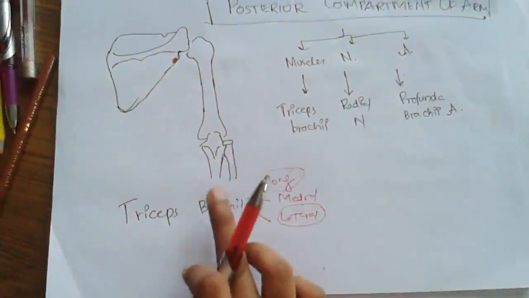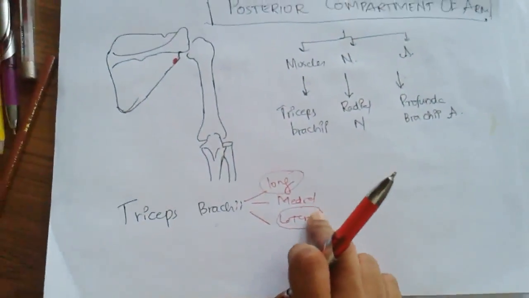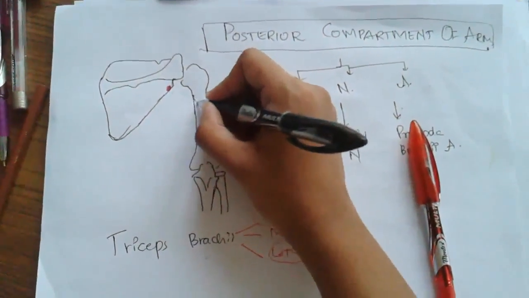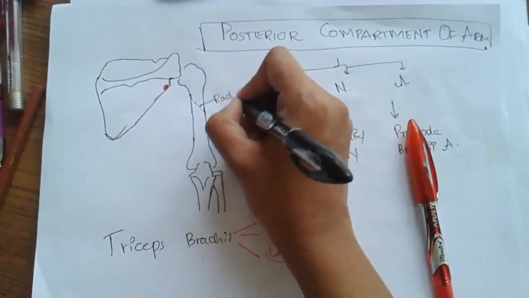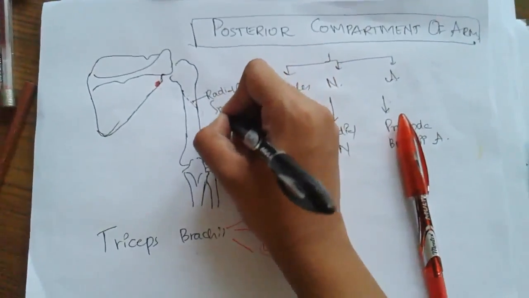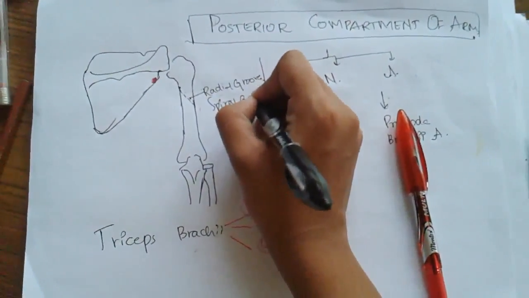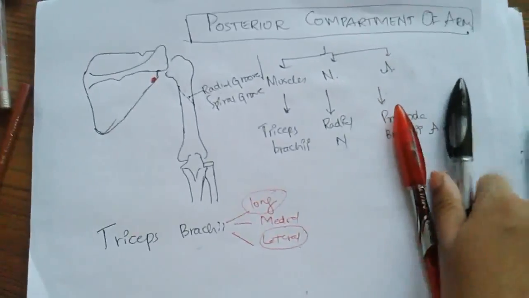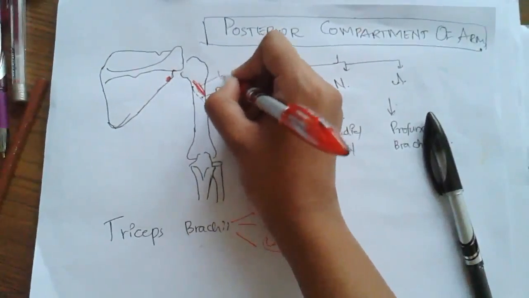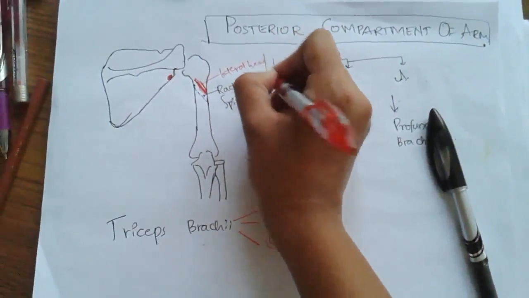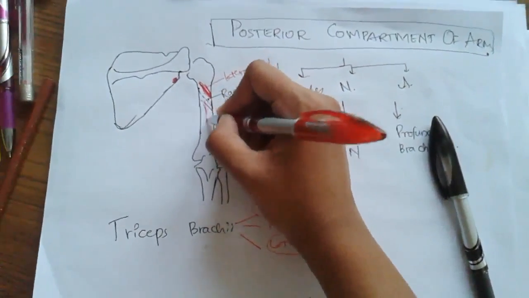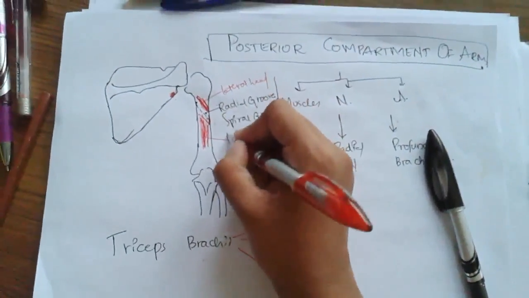Okay, and the second origin, that is the lateral head. Before knowing the origin of the lateral head, you should know that there is a line here, the radial groove, or spiral groove. Above the radial groove, there is the origin of the lateral head. And just below the radial groove, on the posterior surface of humerus, there is the origin of the medial head.